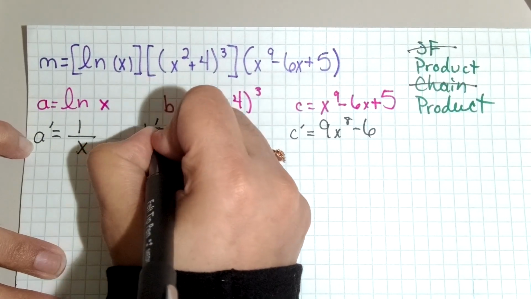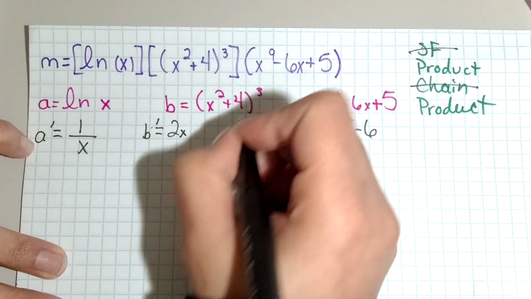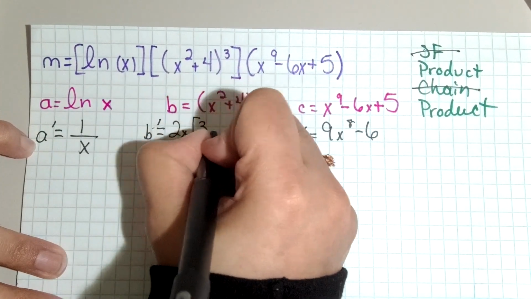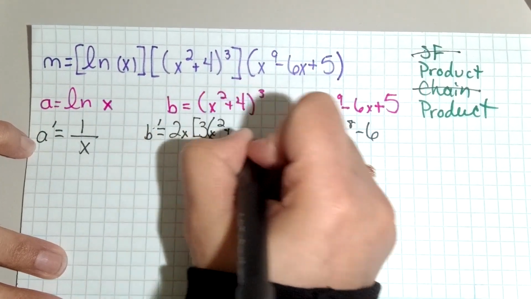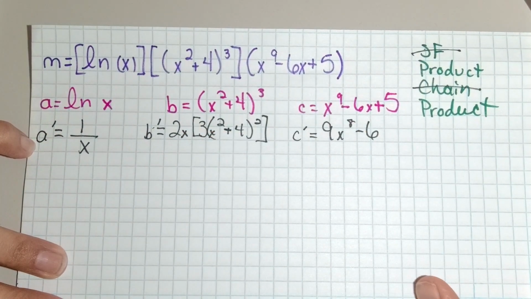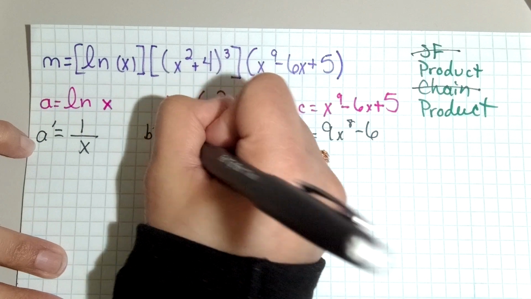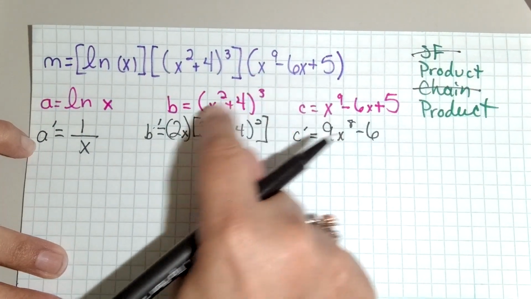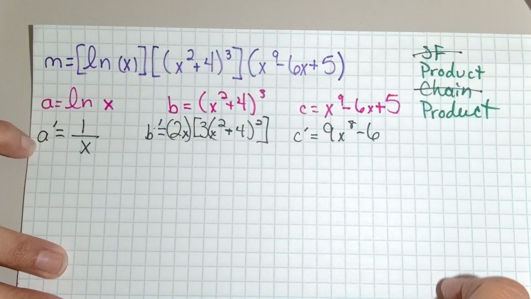But B prime is going to be 3 times x squared plus 4, all squared, times 2x. I believe that is the chain rule. Yep, chain rule.